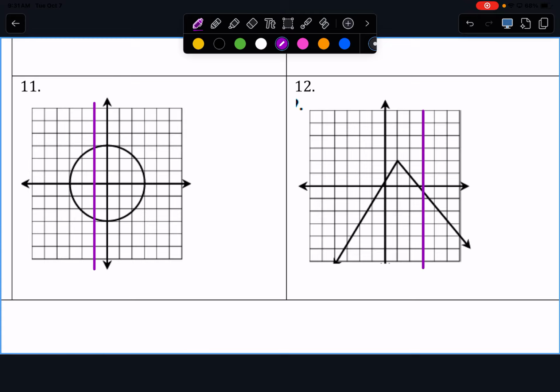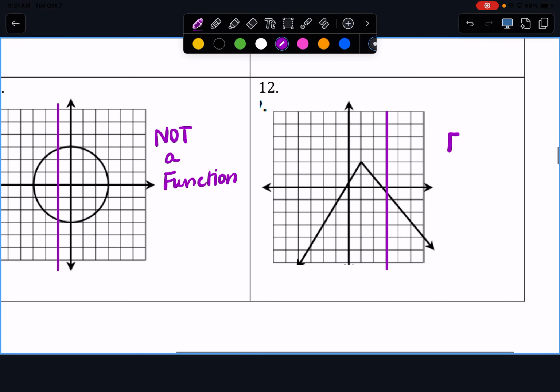So, is question 11 a function or not a function? Why is it not a function? It fails the vertical line test. For 12, no, we're not done. For 12, is that a function or not a function? It is a function. It passes the vertical line test. All right. So if you disagree, where does it fail at then?